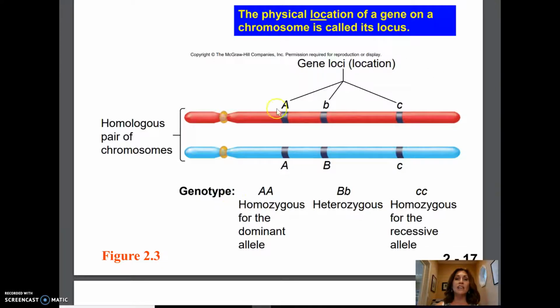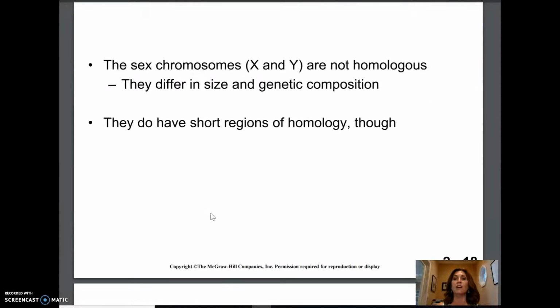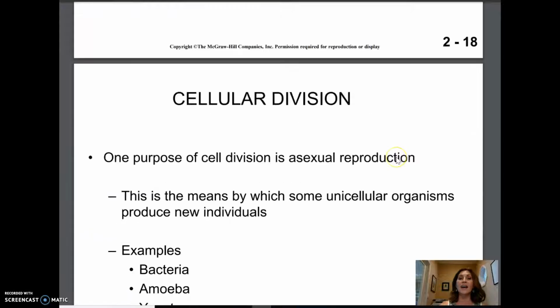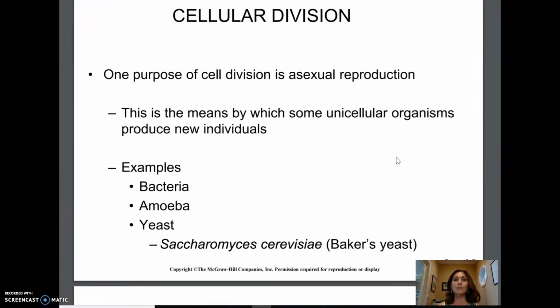So what you're looking at here is just the basic anatomy of two chromosomes. Right here, these little skinny parts are the centromeres. That's going to become important when we talk about mitosis and meiosis. Sex chromosomes, X and Y, are not homologous. X is really long, Y is really small, but the tips actually are homologous. They're called pseudo-homologous regions, and that'll become important again in a little bit. Those are the short regions of homology that you'll read about in the book.